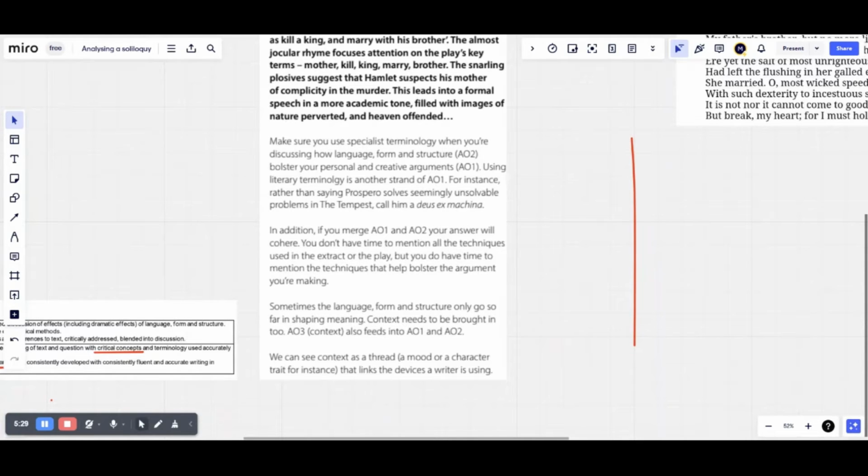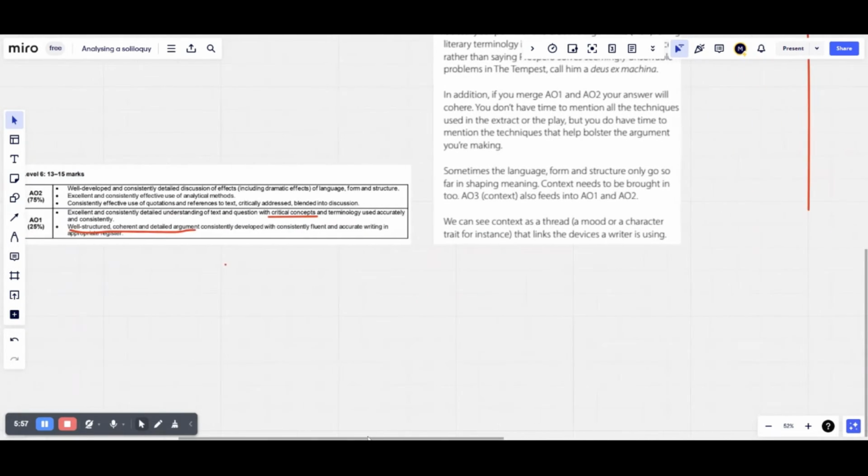I think that's really useful information that you're getting in those 2 paragraphs. Now, this is a bit tricky. Sometimes the language form and structure only goes so far in shaping meaning. Context needs to be brought in too. AO3 context also feeds into AO1 and AO2. We can see context as a thread, a mood, or a character trait, for instance, that links the devices a writer is using.